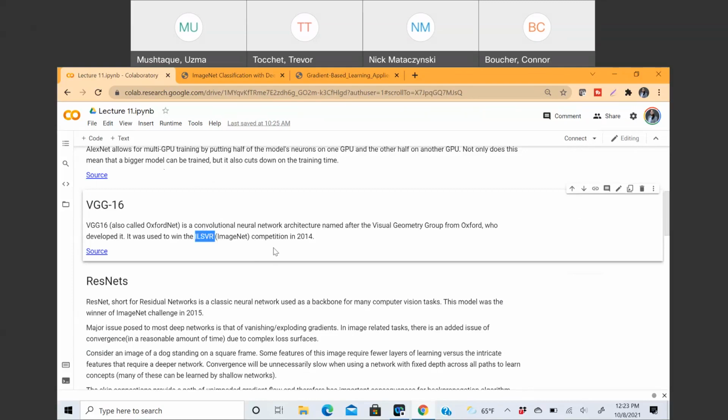Let's see what exactly this network is. This is VGG16. It is also known as the Oxford Net, and it's a CNN, obviously. It's named after the Visual Geometry Group from Oxford; the team was named VGG, and that's why the name of the network. So let's look at what this particular network looks like.